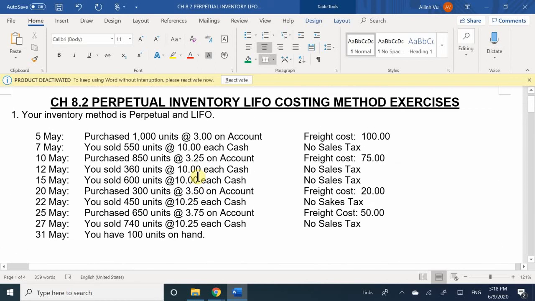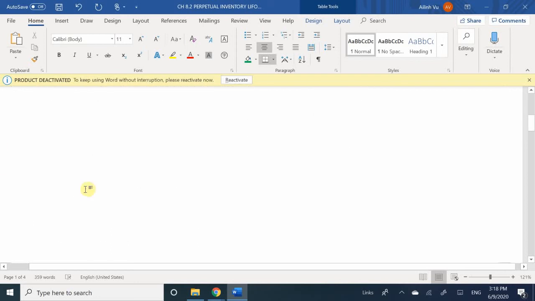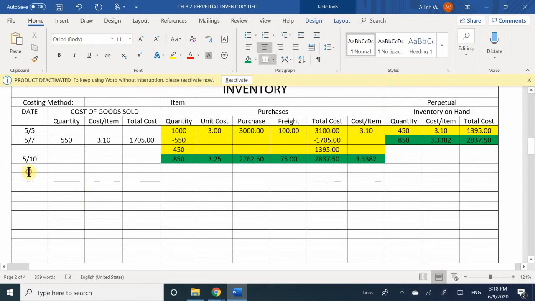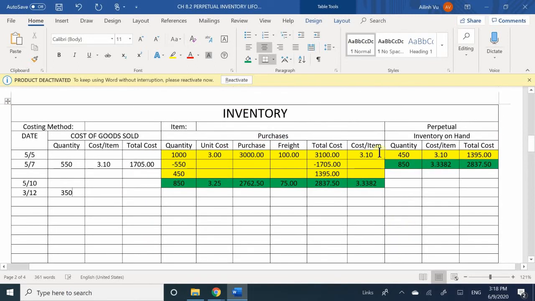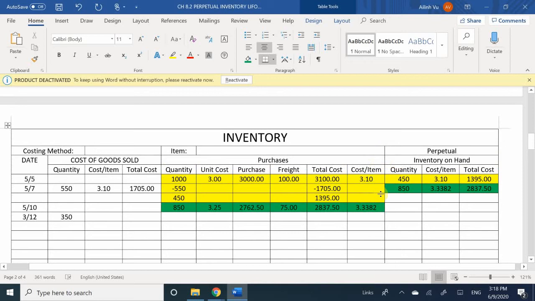Now let's see what happened next. So what actually happened next? 12 May, sold 360 units at $10 each, no sales tax. Good. I'm going to write the date here. 3/12 is correct. Now, we sold 350 items. Let's look at our inventory worksheet here. What costing method are we using today? This is first in or last in, first out. Last in is first out.